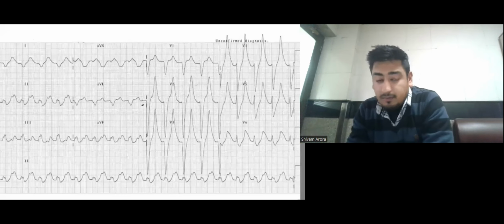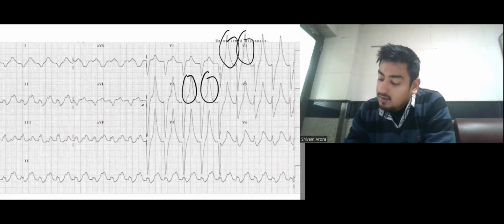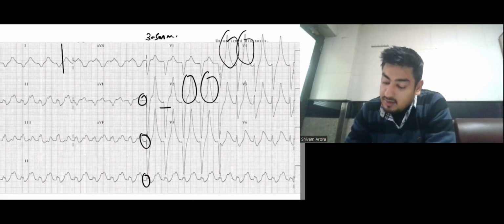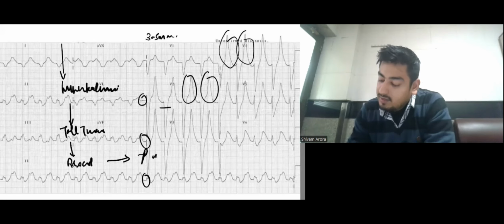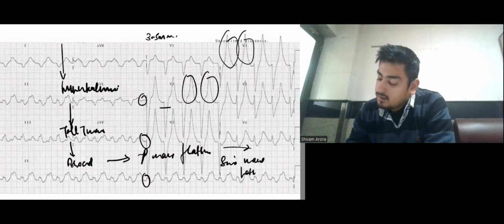Okay. So in this ECG, we can see that there are tall T waves in chest leads. Also, there is broad QRS. QRS here is almost 3.5 mm. And there are absent P waves. So this points towards hyperkalemia. Why? Because in hyperkalemia, we have tall T waves, then the QRS broadens, the P wave flattens, and in the end we have a sine wave pattern.